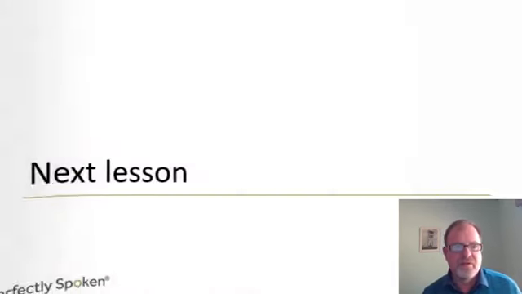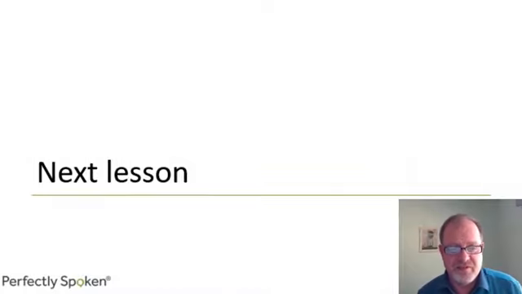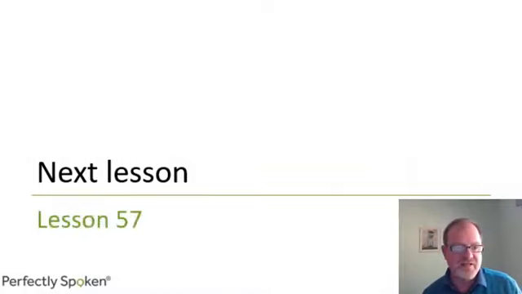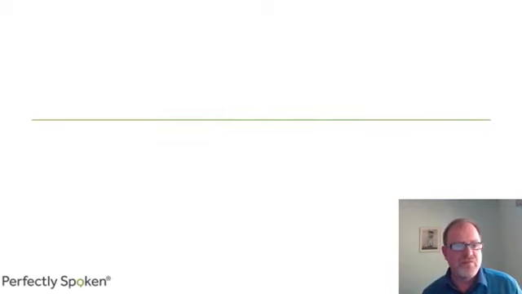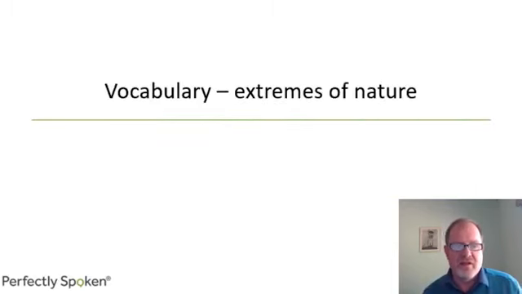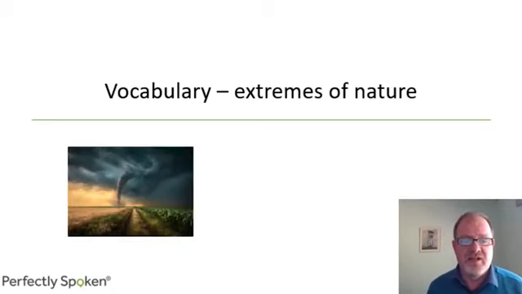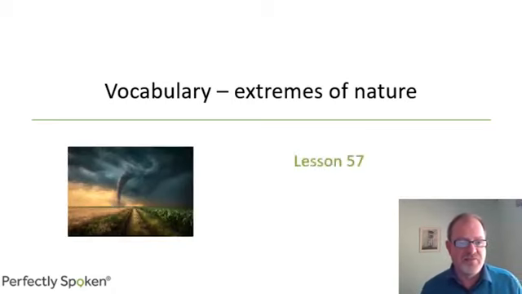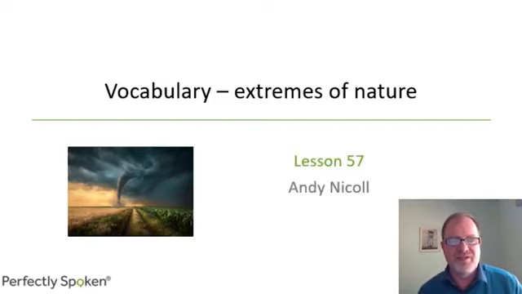Okay. So that's it for this particular lesson. In the next lesson, lesson 57, we will be looking at vocabulary in the area of extremes of nature, such as avalanches, forest fires, and so on, as well as idiomatic expressions related to these extremes. So as always, it will be me, Andy Nicol, and we'll be looking at the vocabulary and some idiomatic expressions like storm in a teacup and so on.